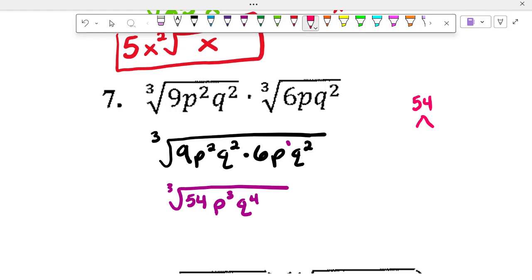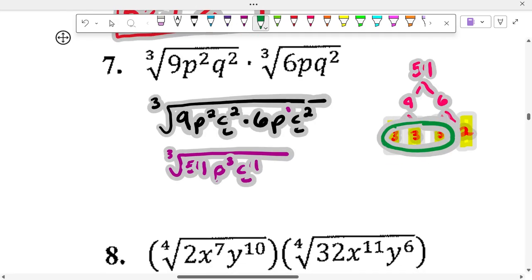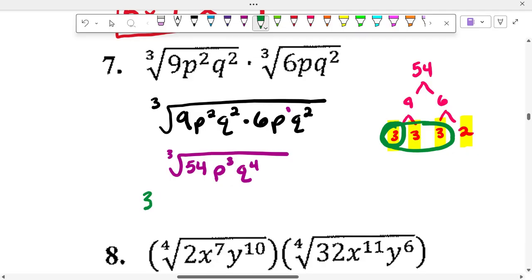Okay, 54. I need 2 factors of 54. 9 and 6. Are either of those prime? No. What can I break 9 down to? What can I break 6 down to? So all 4 of those numbers are prime. What's my group of 3? The 3s. So what gets pulled out? A singular 3. We only need 1 from the group to come out. What's left over? A 2. And that's what stays under the radical.